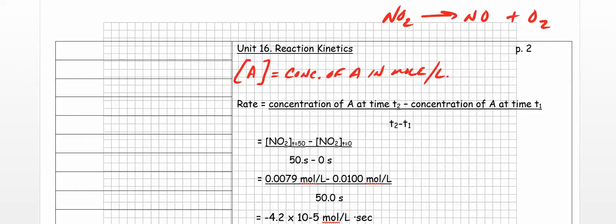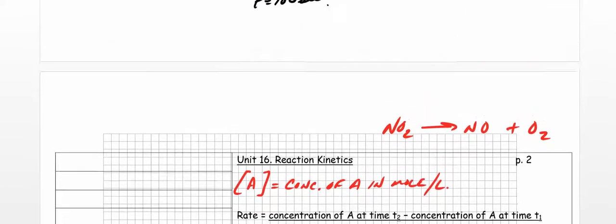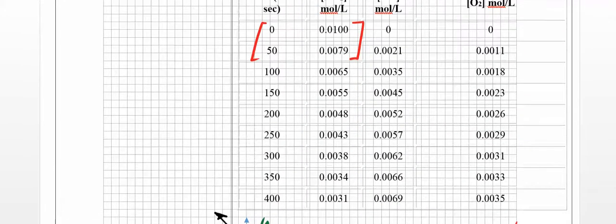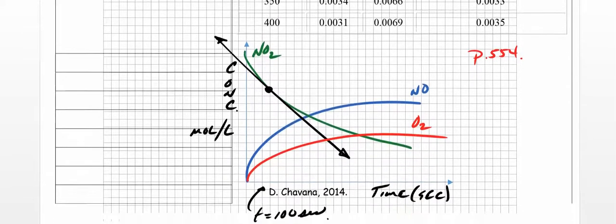So for NO2, we'll look at the first 50-second time span. If we look at that first 50-second time span, what we'll see is this, and I'll take us both back to the table. In this first 50-second time frame, obviously 50 seconds is going to elapse, but we're going to go from 0.0100 to 0.0079 moles per liter.